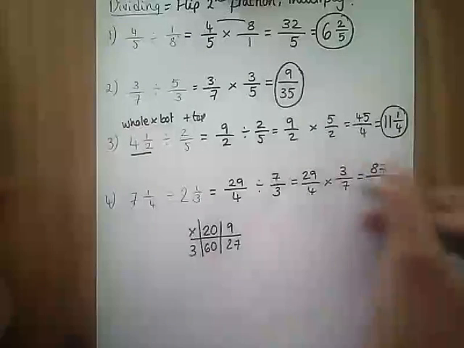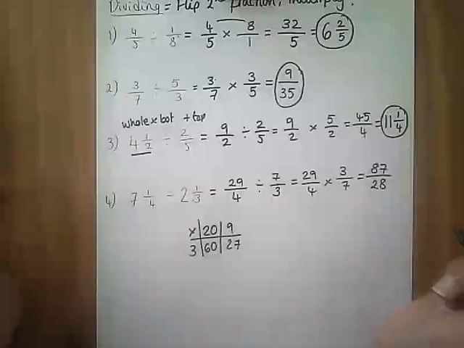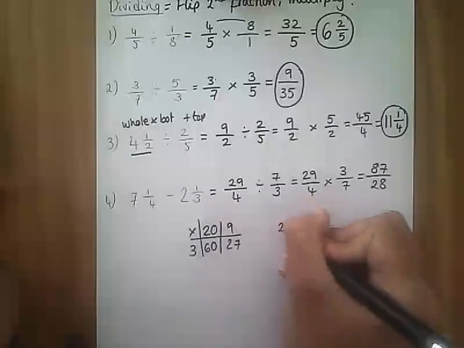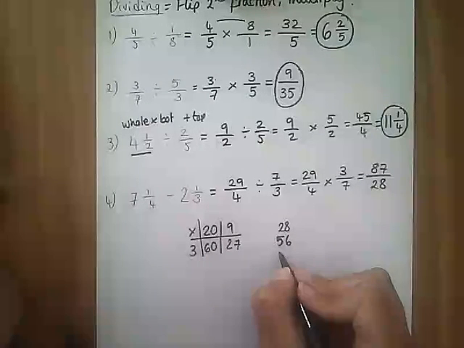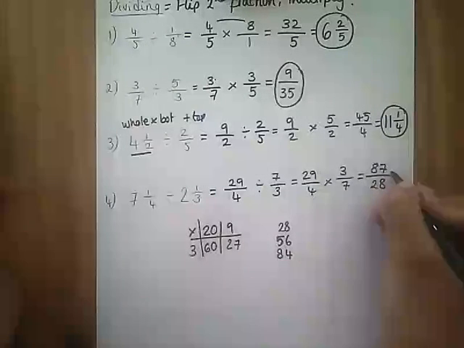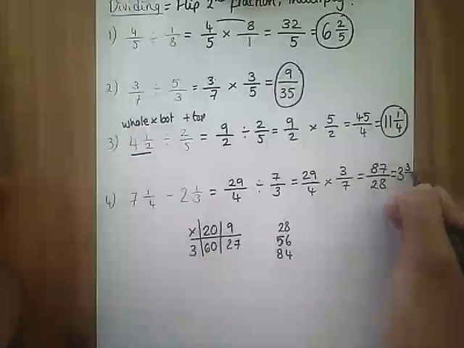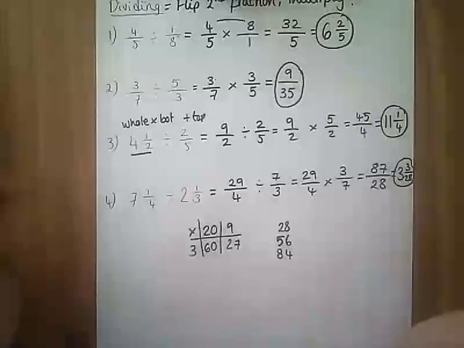87 over 28. Okay, we've got to do how many 28s are in 87. Not that easy, but hopefully we'll be able to do it if we just do it like this. And if I add 30, I get 86, and so I take away, so that's 84. So that's 1, 2, 3, and 3 out of 28 left over. So the answer is 3 and 3 28ths.